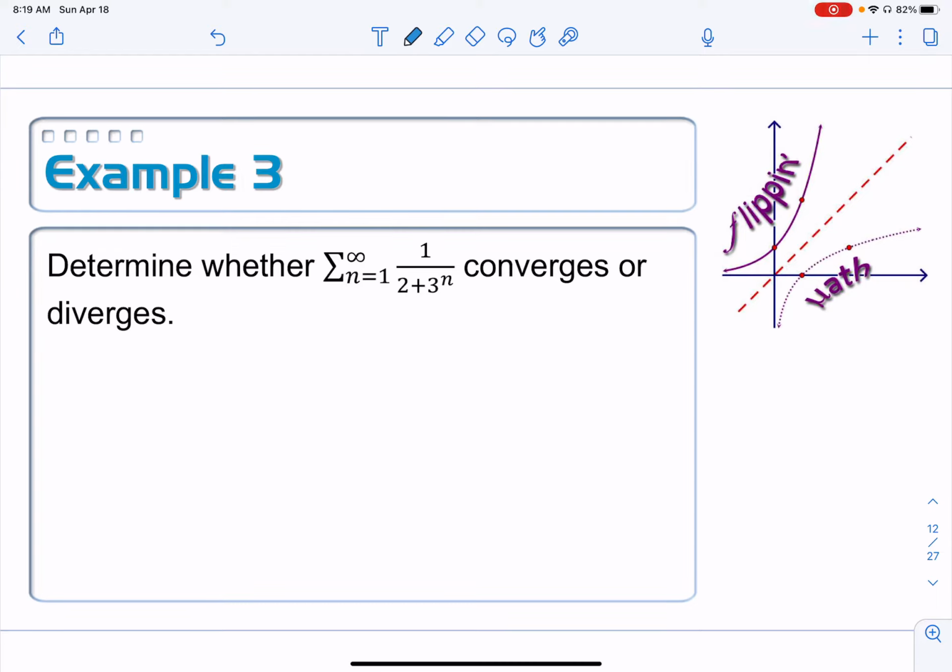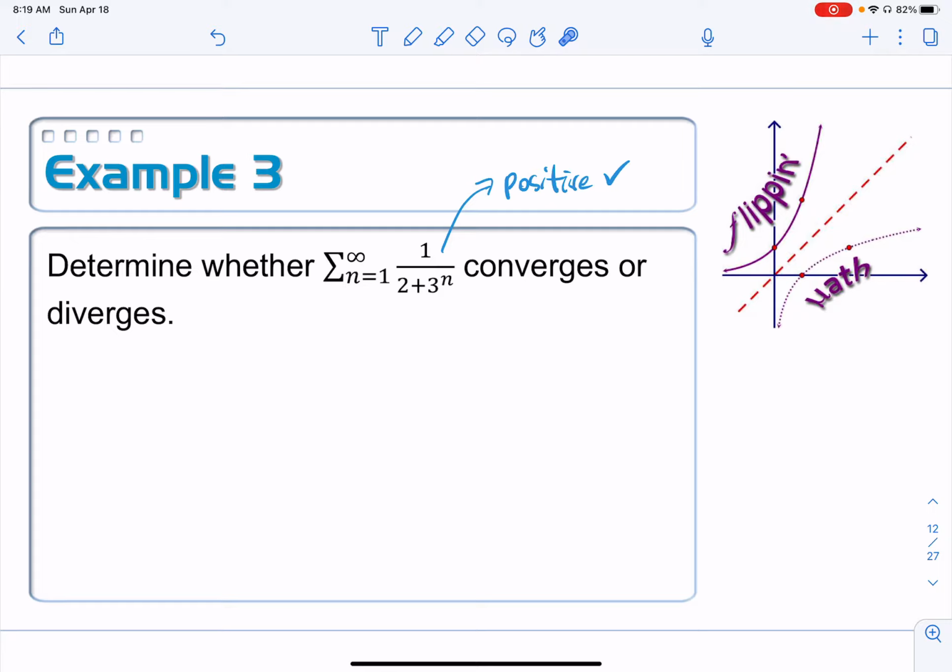Example the third. Determine whether the series n equals 1 to infinity of 1 over 2 plus 3 to the n converges or diverges. Okay, so notice again that the terms in this sequence here are positive. Check. Okay, and then also if you mentally do the nth term test for divergence, 1 on top, this is exponentially getting large, 1 divided by infinity.